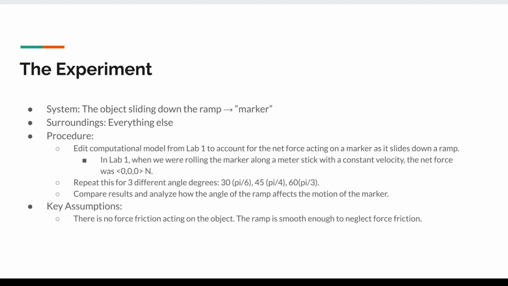In Lab 1, when we were rolling the marker along the meter stick with a constant velocity, the net force was 0 newtons. Then we repeat the steps for 3 different angles of 30, 45, and 60 degrees. I've included their equivalent measurements in terms of radians. Then we compare results and analyze how the angle of the ramp affects the motion of the marker.